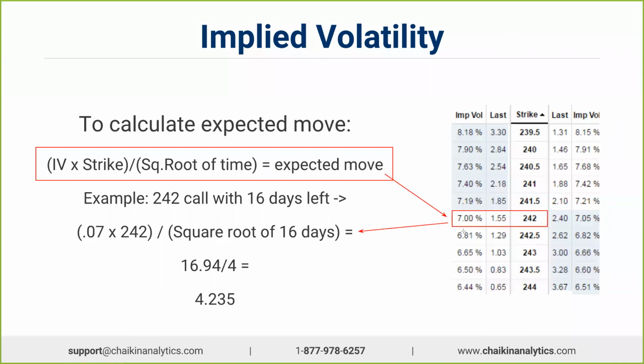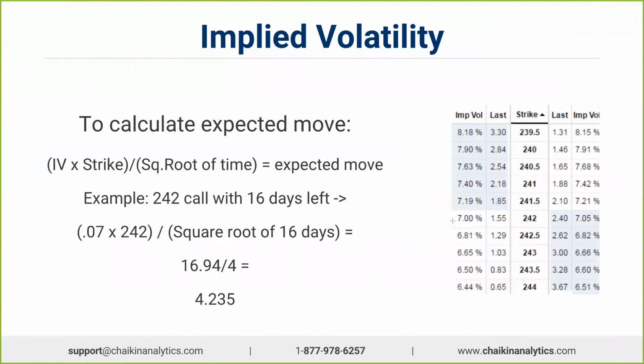7%, so that calculates as 0.07 when we measure it, right? We list it as a percent, but mathematically it's 0.07. 7% is 0.07. Multiplied by the strike, 242. And then we took the square root of how much time is left. And I'm just saying there's 16 days left to make the math easy. We reduce those down, those numbers become this. We reduce that down, and there we get 4.235. So the 242 strike with a 7% volatility is expecting a move of 4.25, just about.